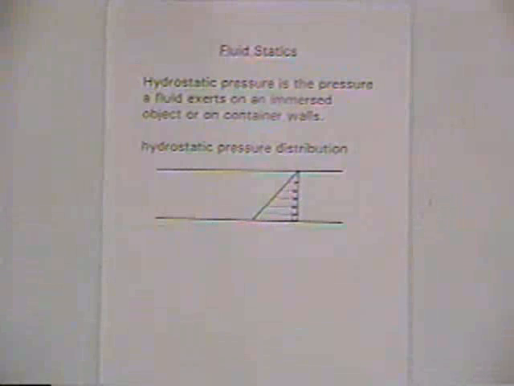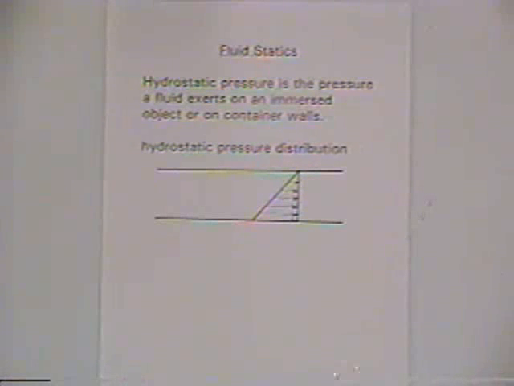So these are some of the basic properties of fluids, and we'll be using those as we continue on and cover the two broad topics of fluid statics and fluid dynamics, beginning first with fluid statics. And we can start there with talking about a hydrostatic pressure distribution. The hydrostatic pressure is the pressure that a fluid exerts on a container. And if you've got a container of a liquid, it exerts pressure on the walls of the container.